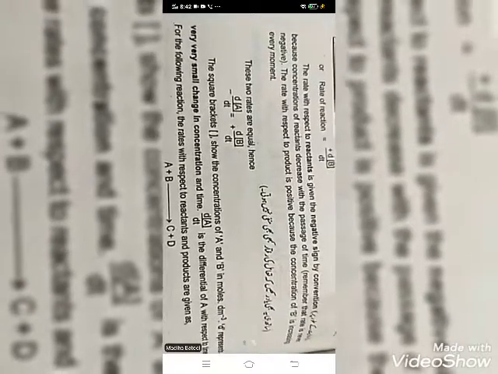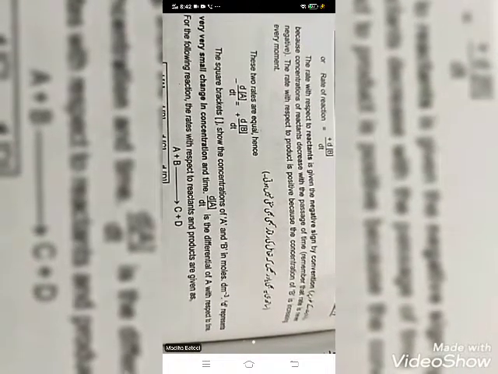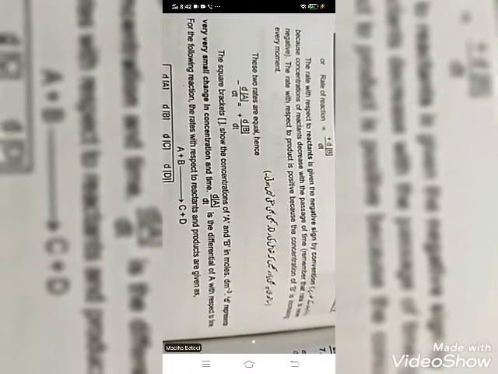Now the rate of a reaction may be positive for B because the product is increasing in this reaction: dB divided by dt. B is the concentration of the product and t is time. The rate with respect to the reactant is given a negative sign, as I told you. The positive and negative signs represent the productivity. It means if the reactant is reducing in amount, then it is negative, and if the amount is increasing, then it is positive.